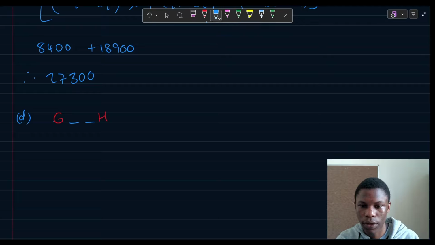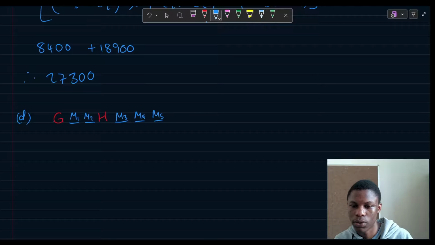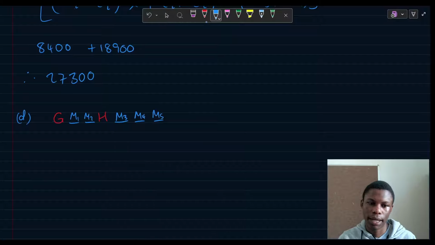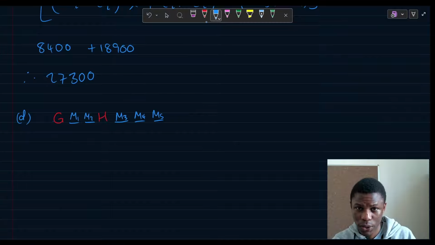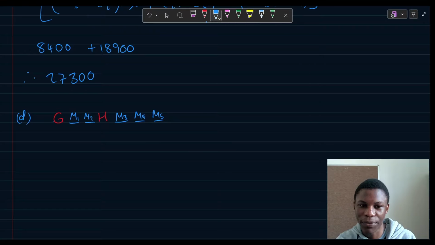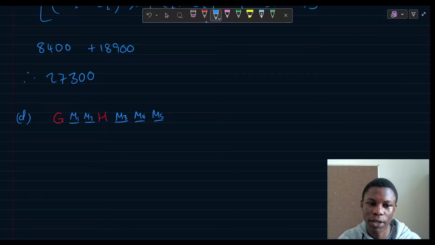So 1, 2, 3, 4. So I have 3 men remaining. So I'll call this M1, M2, M3, M4, and M5. Okay, so there's our 7 men in a line. So how we want to do this is first find the number of different arrangements of the blue men, right? The 5 blue men. Completely ignore George and Harry for now. And how many different ways can we arrange the blue men? It's going to be 5 factorial.